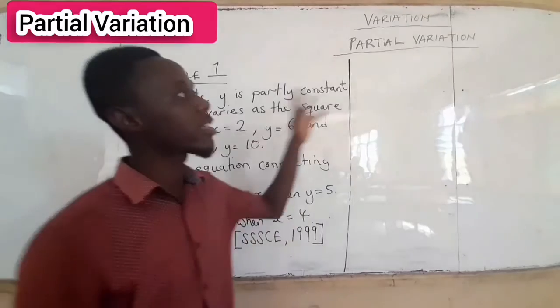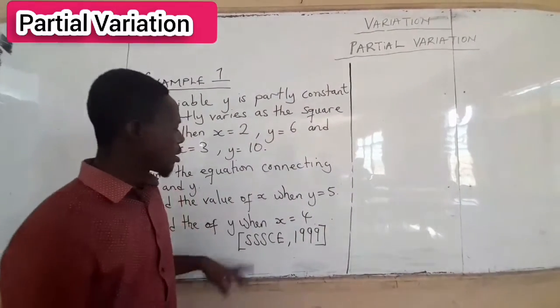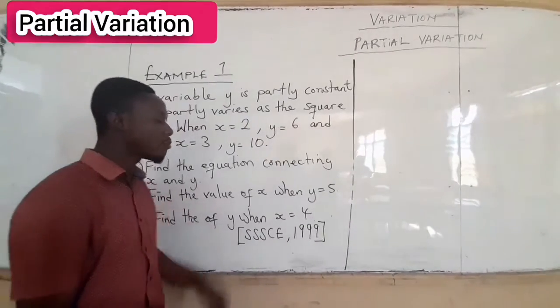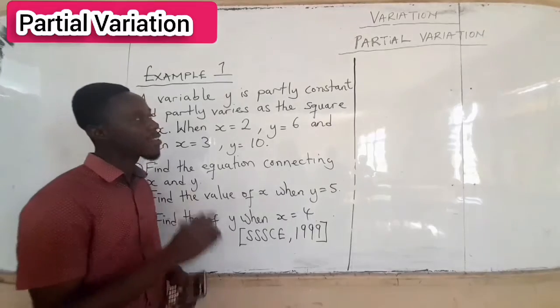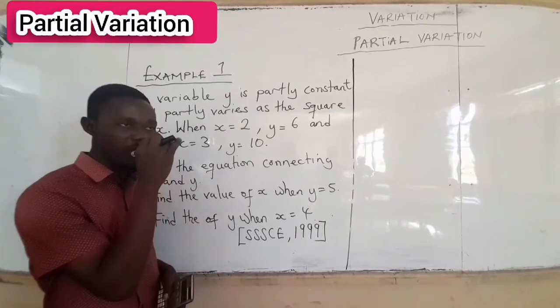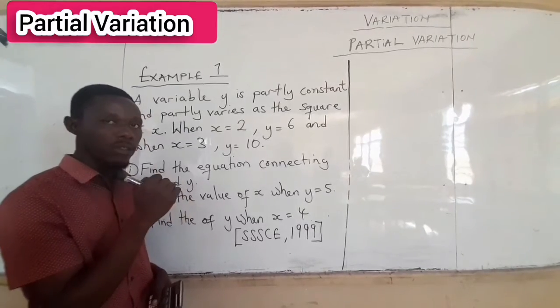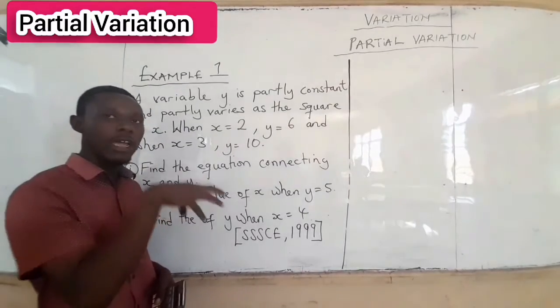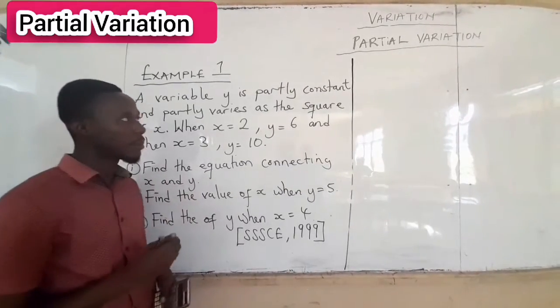Today we are on partial variation. We are going to use the SSCE 1989 past question as our very first example. For partial variation, we will get two constants. Therefore, if we are asked to find the two constants, we will solve it simultaneously to get them.